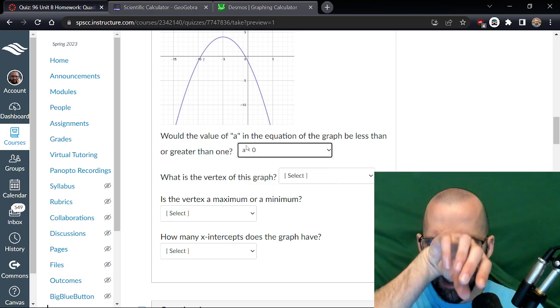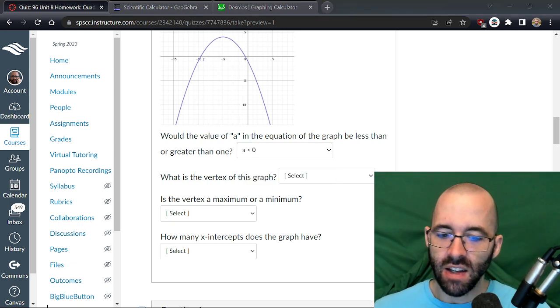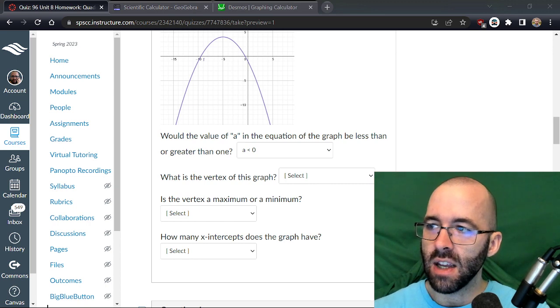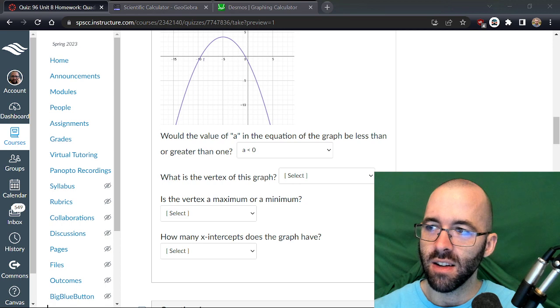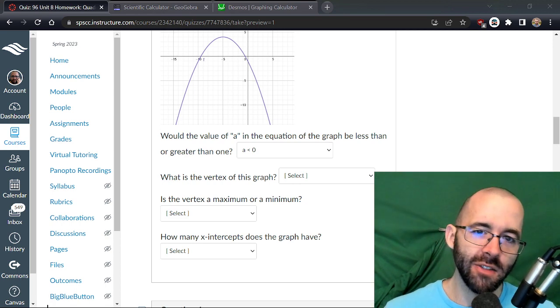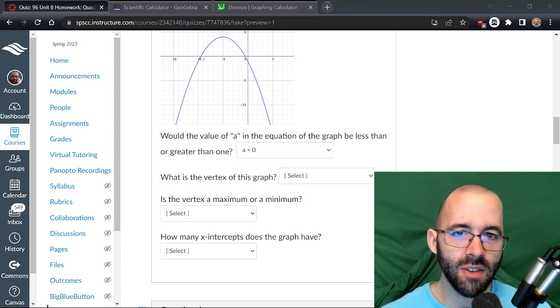Oh, that's a typo. I need to fix that. Typo on a. All right, it's asking whether it's positive or negative. So it's negative because it's opening down.